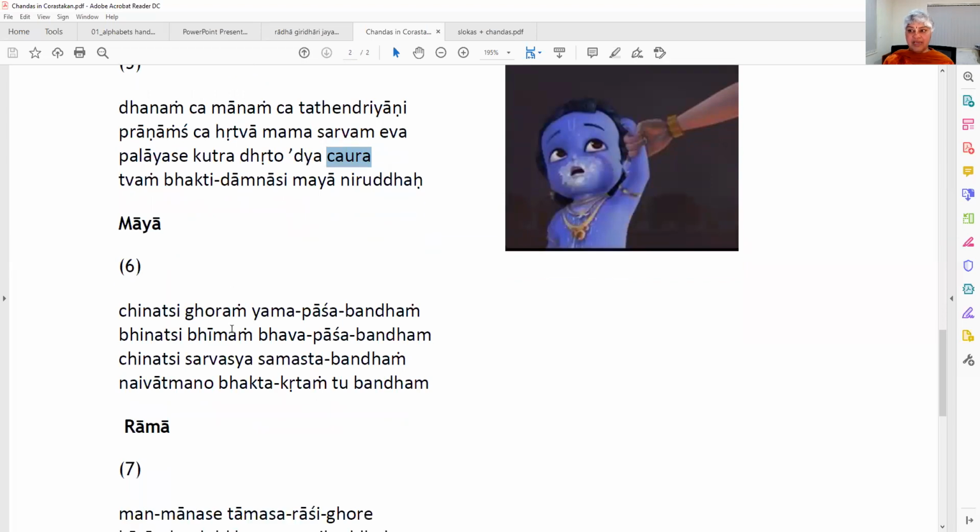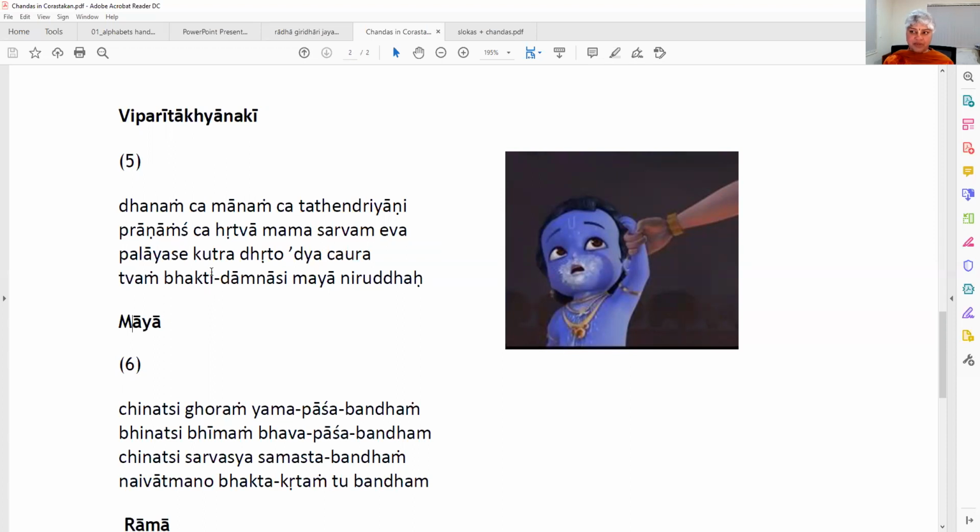And then in the next verse, he talks about, this verse is in Maya. Okay. Now why is this Viparita Kyaniki? Let's just go back to the previous verse. Can anybody think? He does not want the thief to go away. He wants to arrest him. He wants to bind him. Yes. But the Viparita part, because everybody wants to bind the thief, right? The Viparita part is it's bhakti, the opposite. Bhakti damnasi. Because I love you so much, I'm going to bind you. Wow. And now we come to Maya.